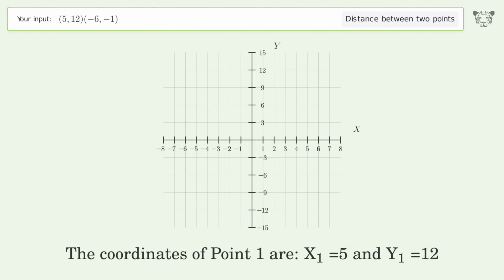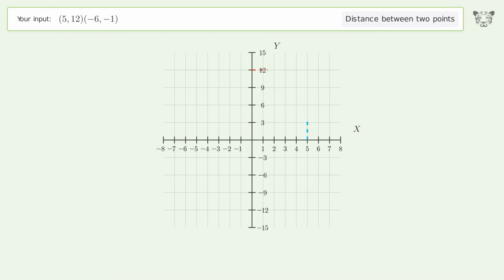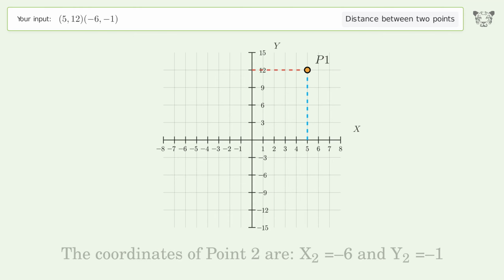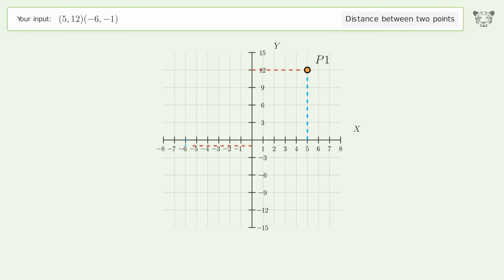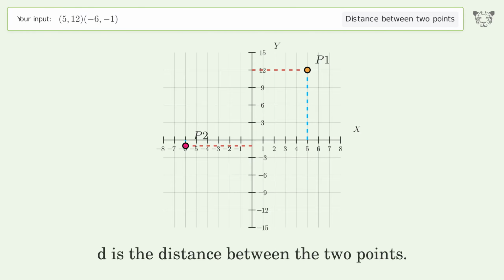The coordinates of point 1 are x1 equals 5 and y1 equals 12. The coordinates of point 2 are x2 equals -6 and y2 equals -1. D is the distance between the 2 points.